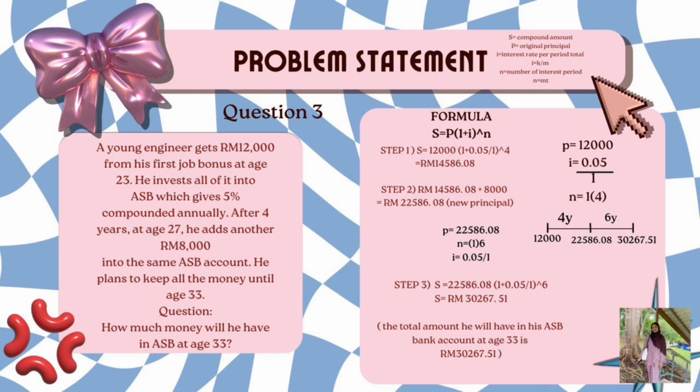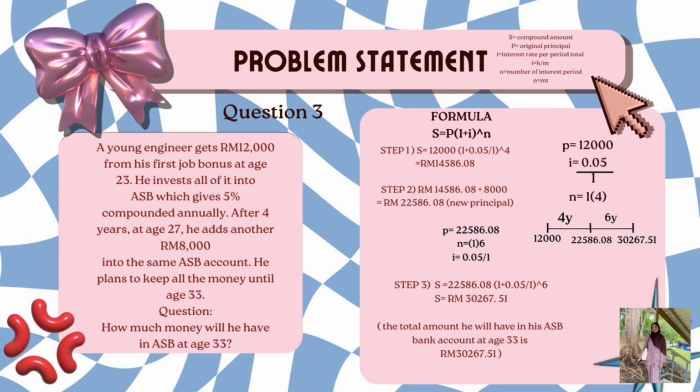So for this question, we will have to use the formula S equals P bracket 1 plus I bracket power of N. Step 1. S equals 12,000 ringgit bracket 1 plus 0.05 over 1 bracket the power of 4. So the total amount will be 14,586 ringgit and 8 cents. Next, we will add 8,000 to the amount that we got earlier to get a new principal for the next 6 years. So the total will be 22,586 ringgit and 8 cents. It will be a new principal for the next 6 years.